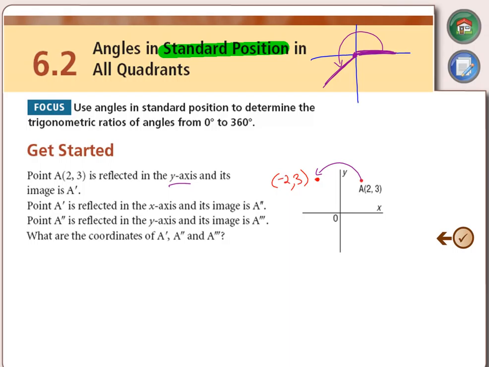If we reflect that about the x-axis, it's coming down this way. That negative 2, it's straight underneath it, but now that 3 becomes a negative 3. And then reflect it one more time into quadrant 4, and we get the point directly below the 2 and directly across from the negative 3.